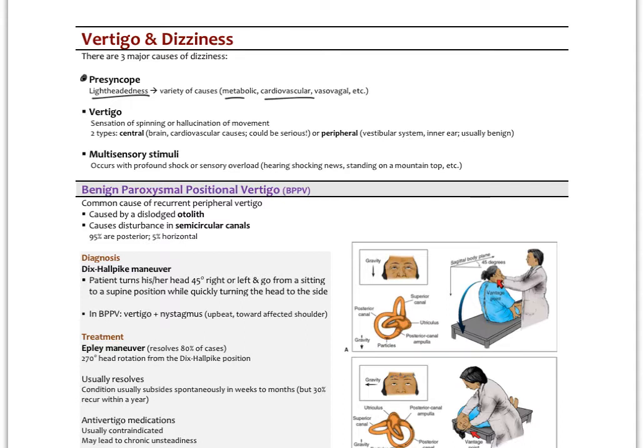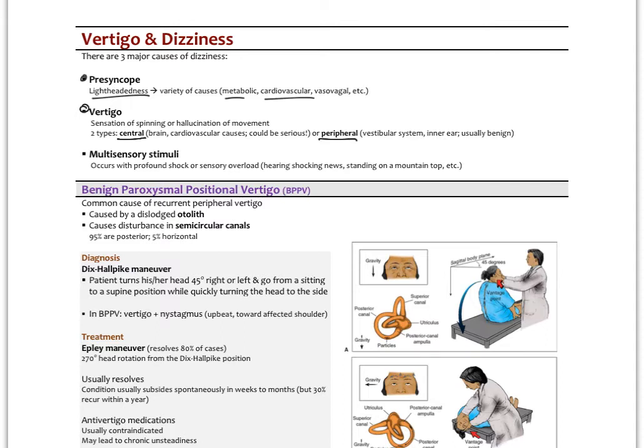Next would be vertigo, and that's a sensation of spinning or hallucination of movement. So they sit down and the room is spinning around them. That's vertigo. And there are two types of vertigo. Central vertigo is a problem in the brain, usually brainstem. Could also be cardiovascular. This is more serious. And then peripheral vertigo usually has to do with the vestibular system in the inner ear. So that's your balance system in your inner ear, and that's usually benign, but certainly not pleasant to have this vertigo because that often triggers nausea.